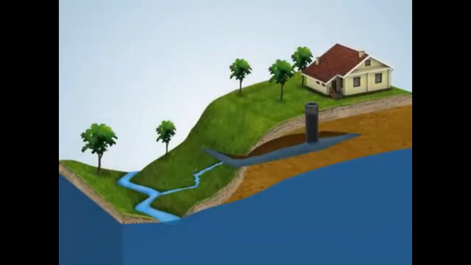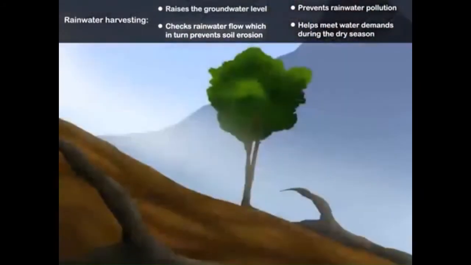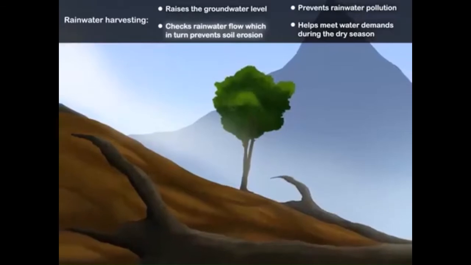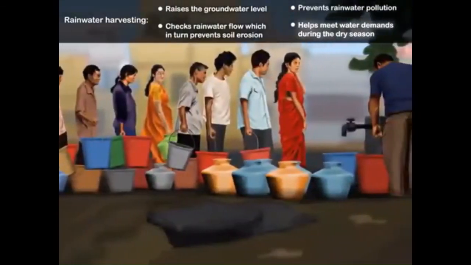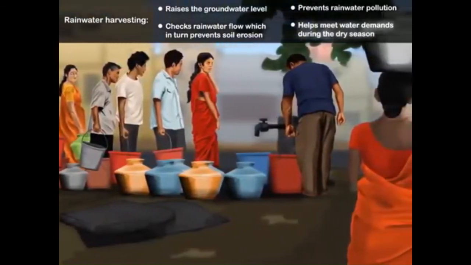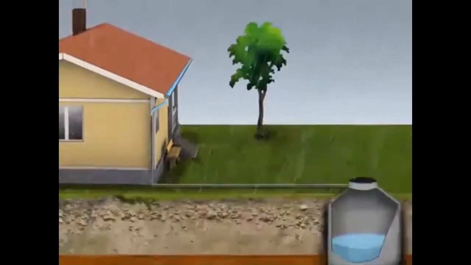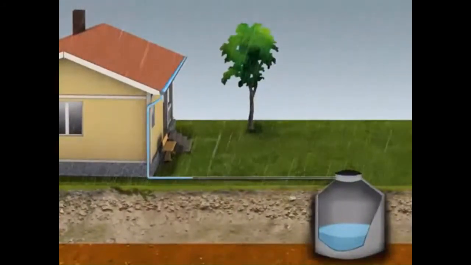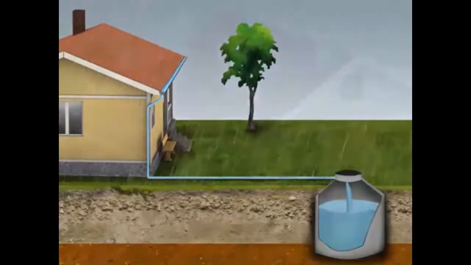And how does rainwater harvesting benefit us? It raises the groundwater level, checks rainwater flow, which prevents soil erosion, prevents rainwater pollution, and helps meet water demands during the dry season. And all of this can be accomplished with nothing more than house rooftops to collect the water and small PVC pipes to channelize the water into underground pits and sumps.